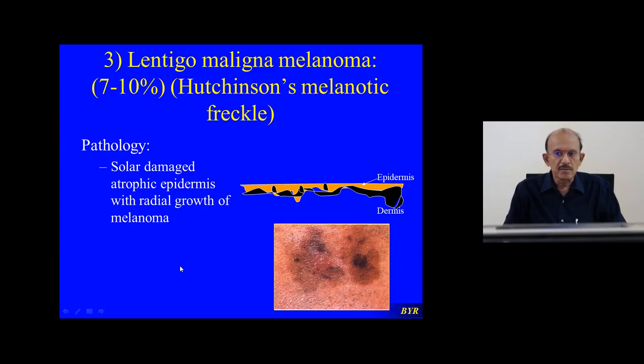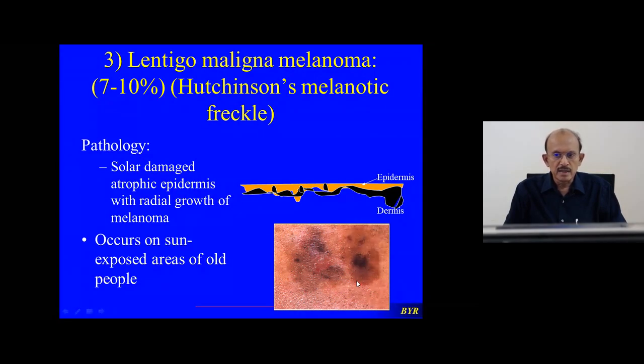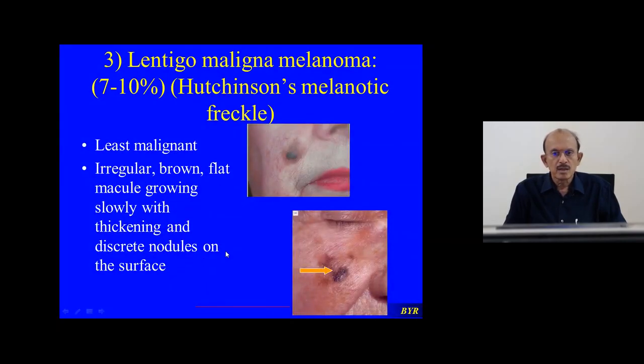It spreads laterally. It occurs on sun-exposed areas of old people. So you can see the superficial spreading nature. It is least malignant. Irregular brown flat macule growing slowly with thickening and discrete nodules on the surface. So you will see a flat growing lesion which is pigmented, and here and there you will find nodules. So this is the Hutchinson's melanotic freckle or lentigo maligna melanoma.